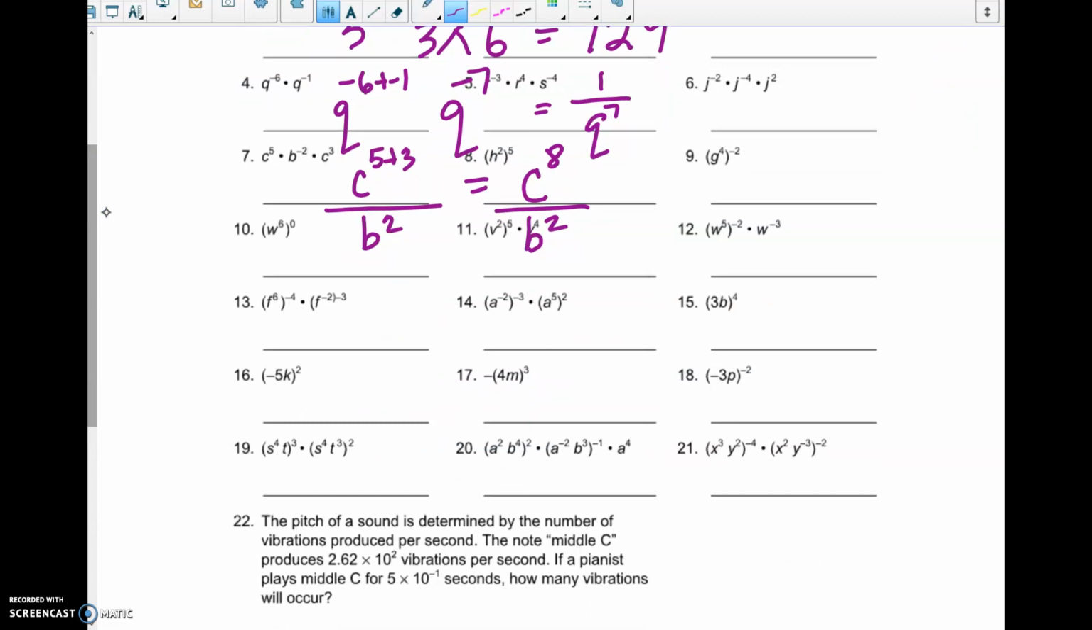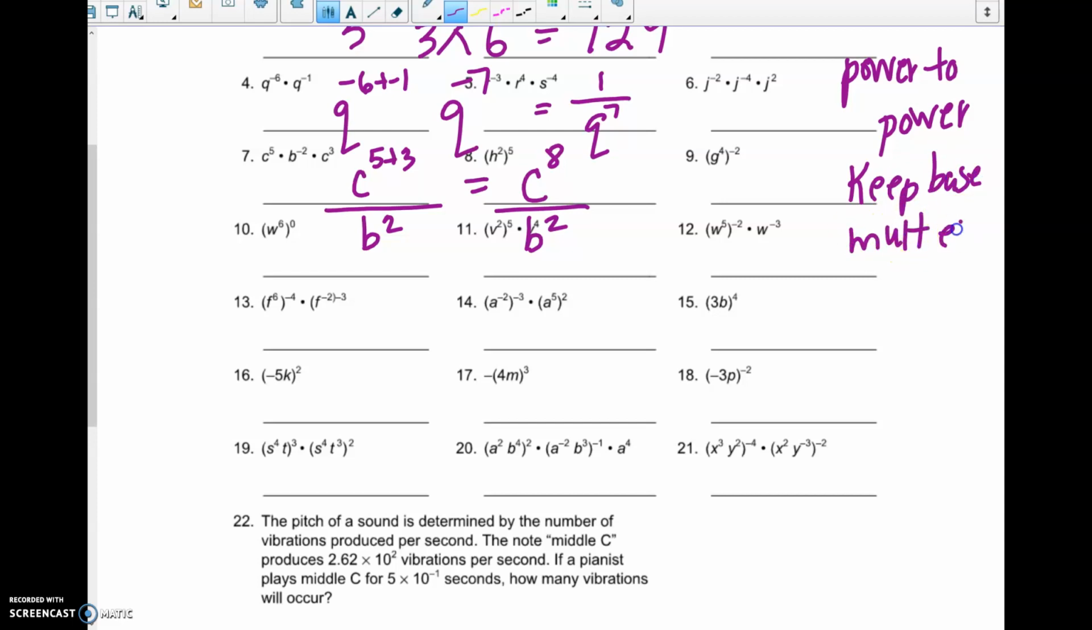All right, number 10. We have W to the 6th times 0. So it's power to a power. Now this rule changes a little bit. Now we have power to a power. We only have one base here, that W, and this time we're still going to keep the base, so that rule does not change, keep the base. But this time we are going to multiply those exponents. So in this case, 6 times 0 is 0, so we have W to the 0. Well, what did we find out? Anything to the 0 power is 1.